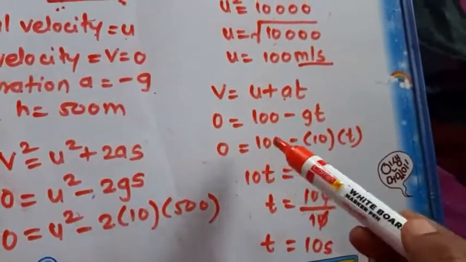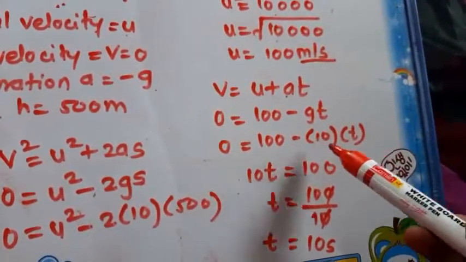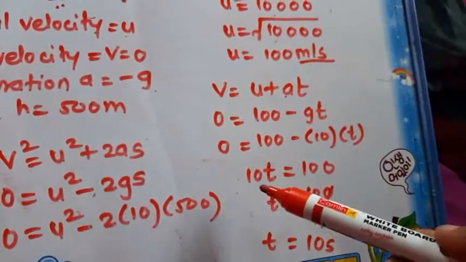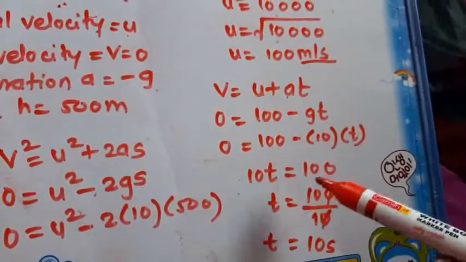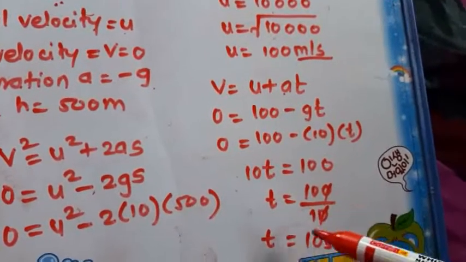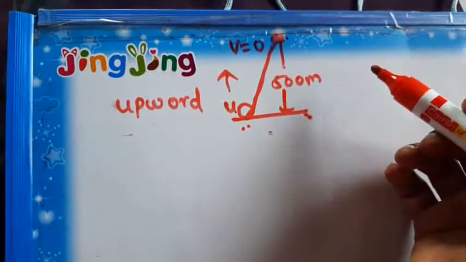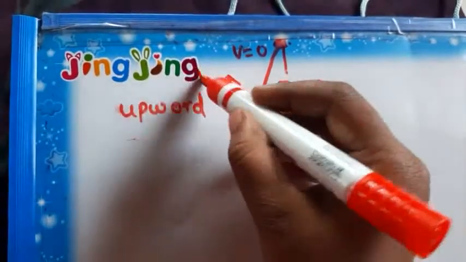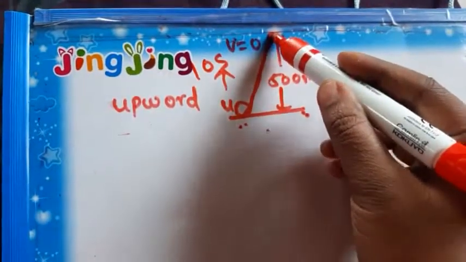So 100 minus 10t. So this minus 10t we will shift this side. 10t is equal to 100. So t will be equal to 100 divided by 10. That will be 10 seconds. So the object takes 10 seconds to reach to height of 500 meter.